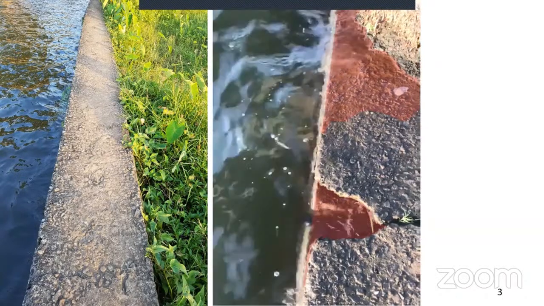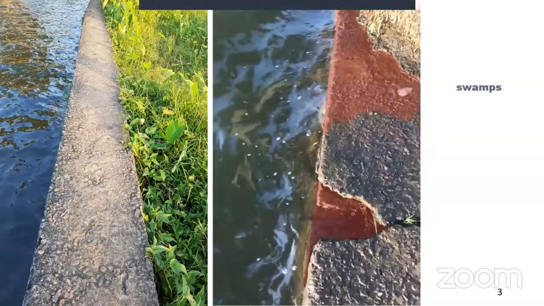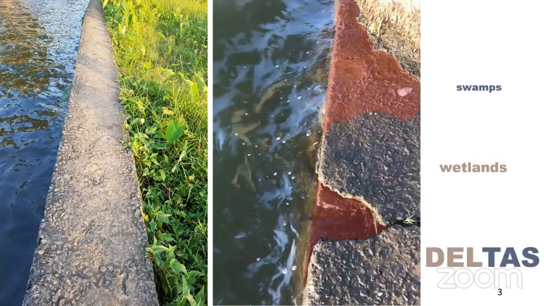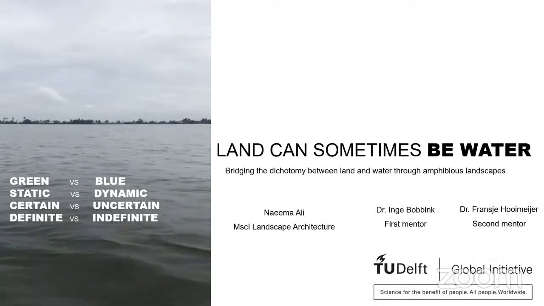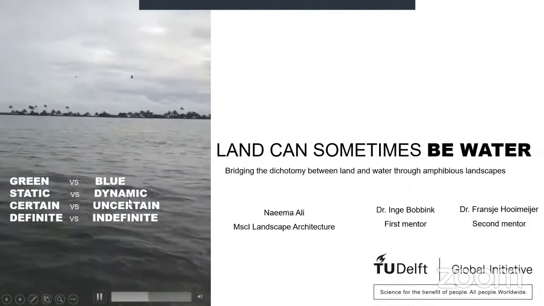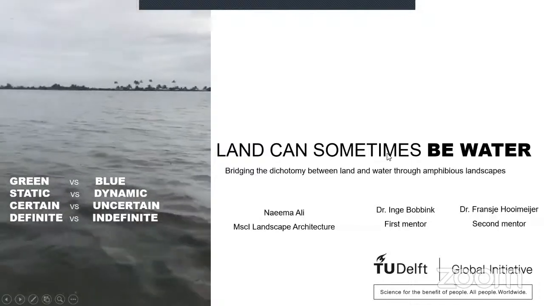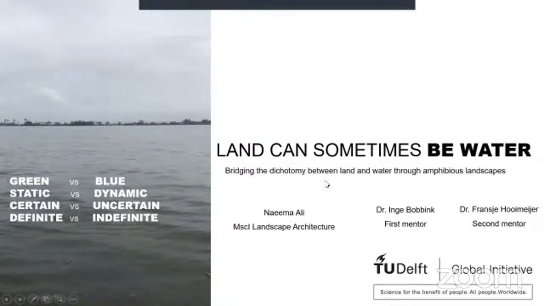Now, these definitions hold true if you're looking at something like this, where this is clearly land and this is clearly water. But then how do you explain something like this? Is this land or is this water? How do you explain these in-between spaces like swamps, wetlands, and deltas? So today I'm here to talk about how to bridge this dichotomy between static versus dynamic, certain versus uncertain, through my project, Land Can Sometimes Be Water, bridging the dichotomy between land and water through amphibious landscapes.